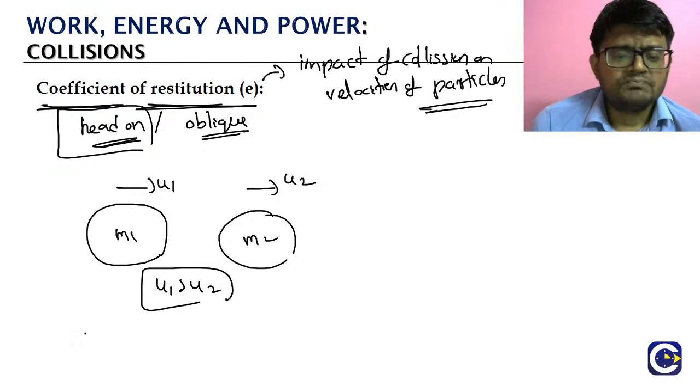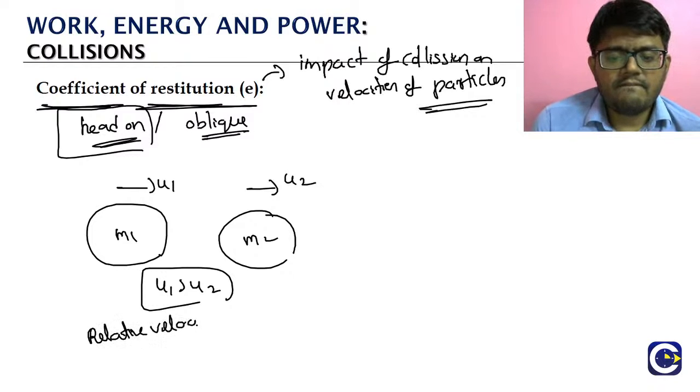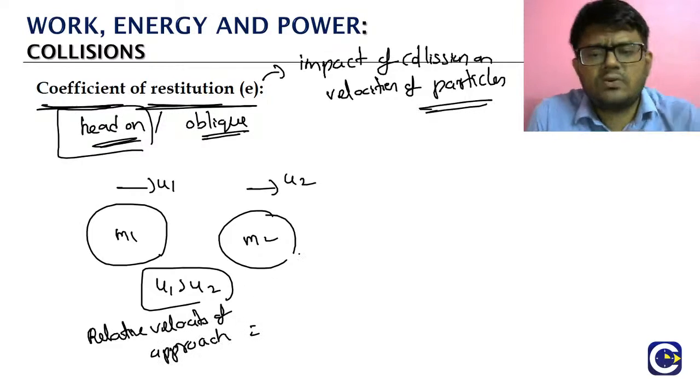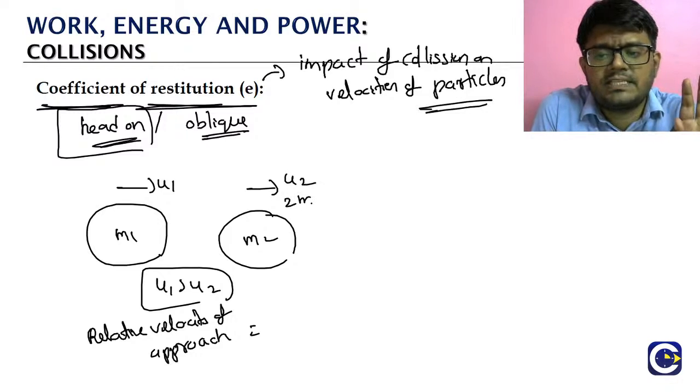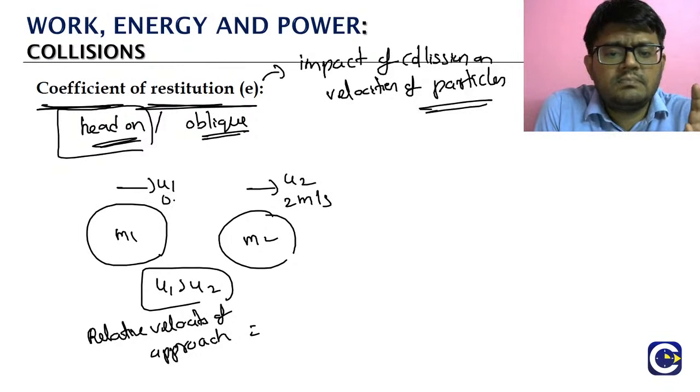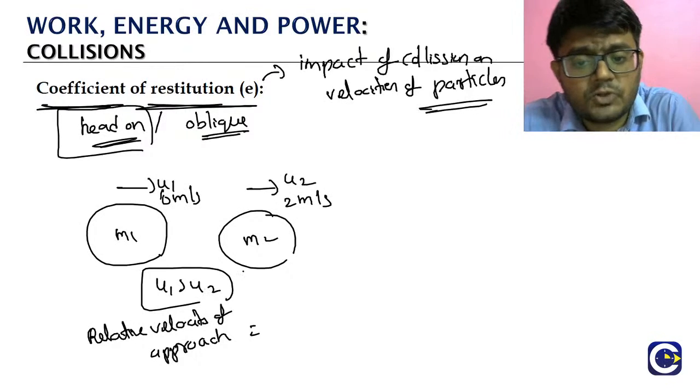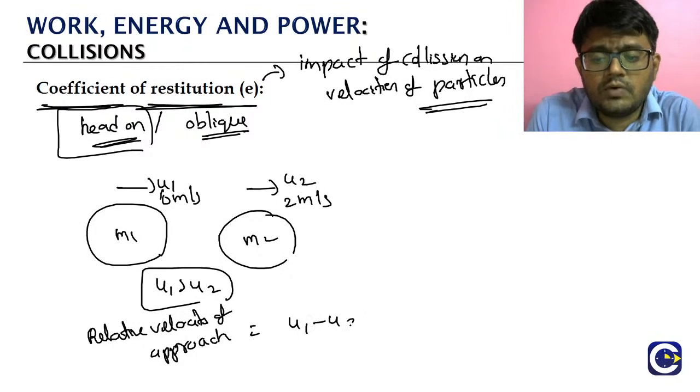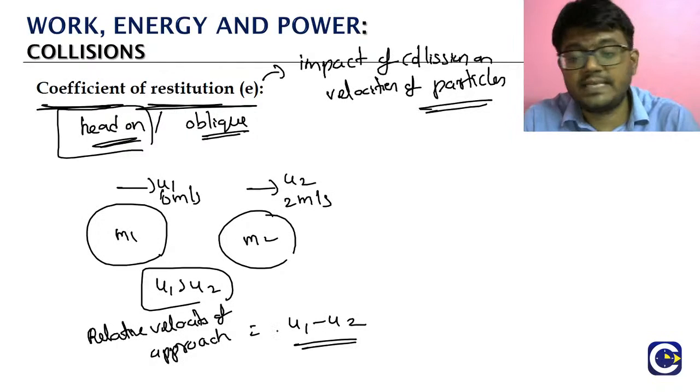So here the relative velocity of approach. What do you mean by that? Look at it now. We'll just start with some simple numbers. Let us say this is 2 meters per second. This is some 6 meters per second. If I ask you what is the relative velocity of approach, what is it? It will be U1 minus U2, 6 minus 2.